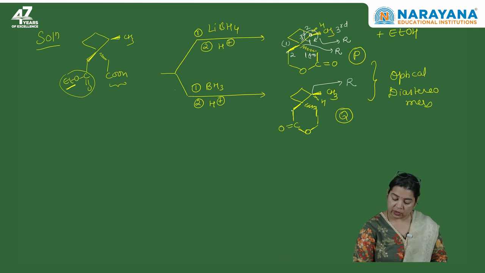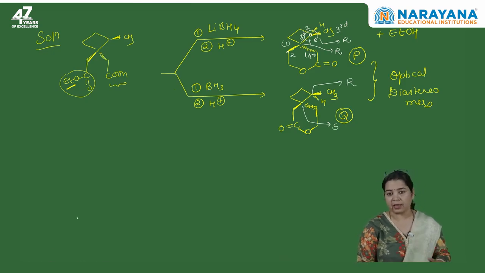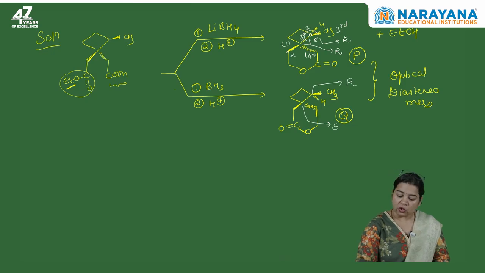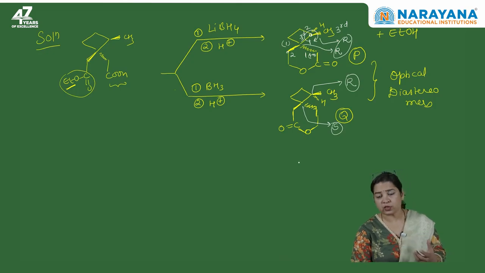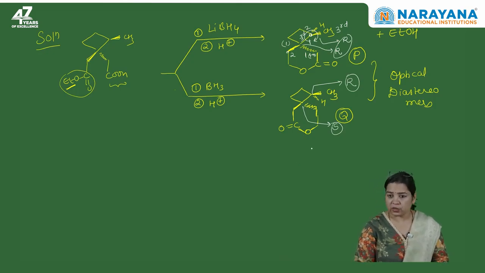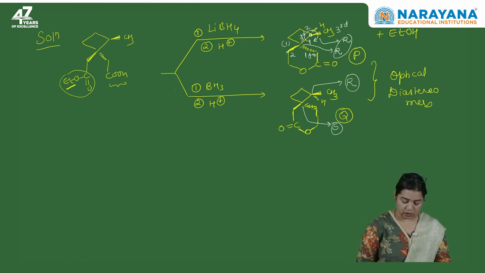Considering the same CIP priority here, this is R. And this, as you can see, is on wedge. And this one is on dash. See, there is interchange of groups. So this configuration this time will come S. You can also attempt and get the answer by yourself. So 2 chiral centers are R, 2 chiral centers are S. And what is the relationship? They are optical isomers of each other. So we are calling them optical diastereomers.